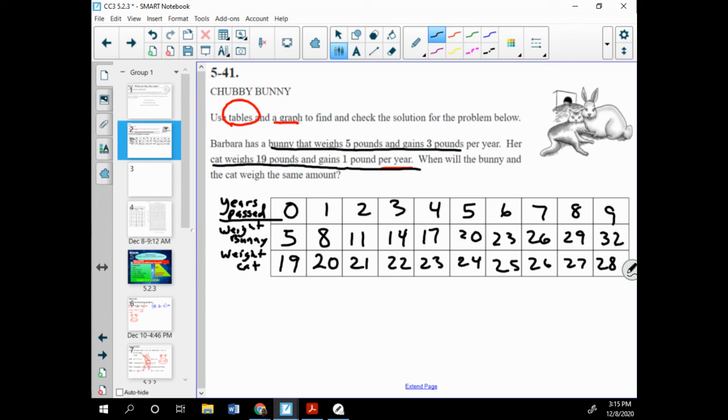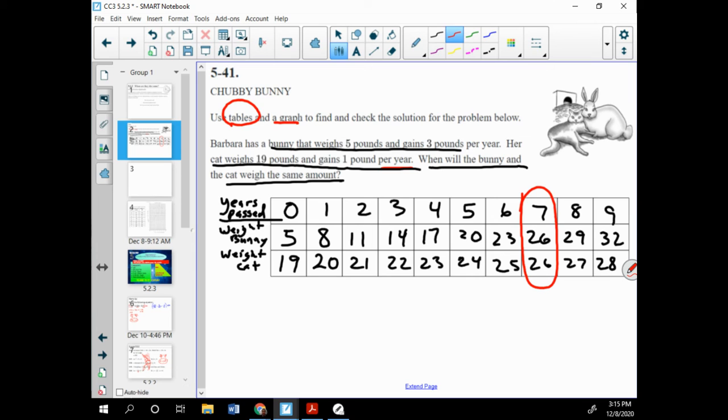Cool. Now that is my data there. I'm looking for when the bunny and cat will weigh the same amount. That means at what year will the numbers be the same for both of them? And if you look at your table, analyze your table, did you find your answer? Yes, right here, year 7, both the cat and the bunny will weigh 26 pounds. 26 pounds, that's insane, okay?